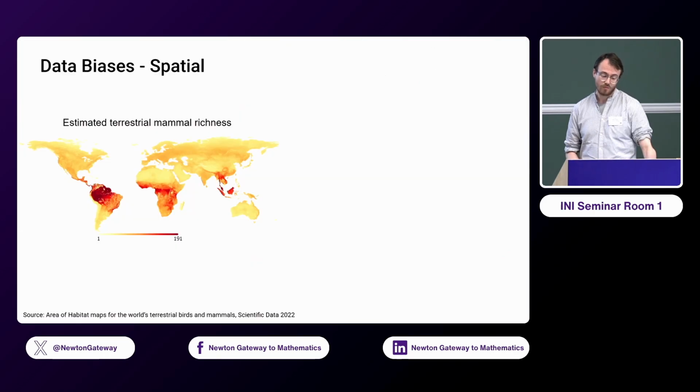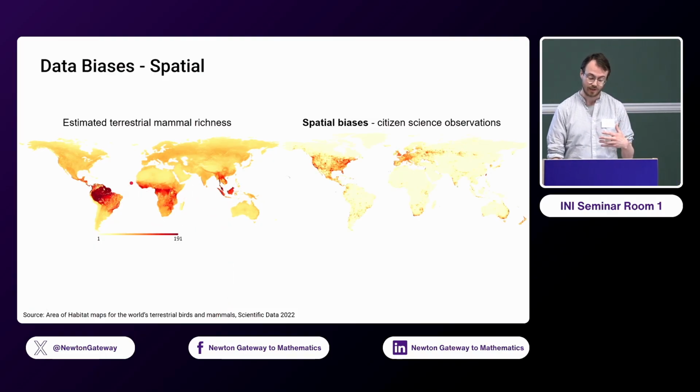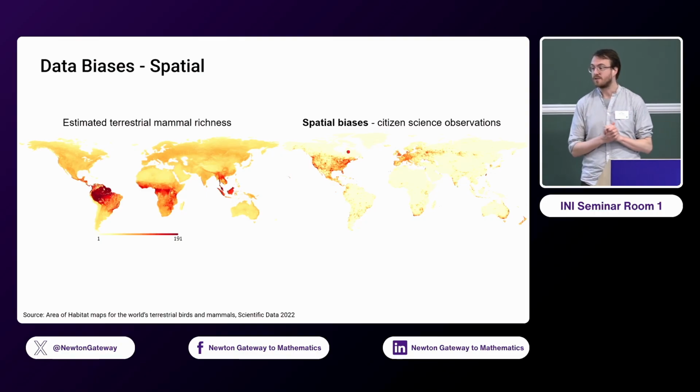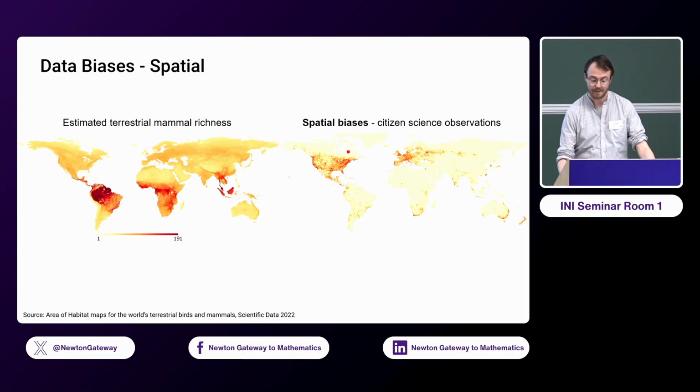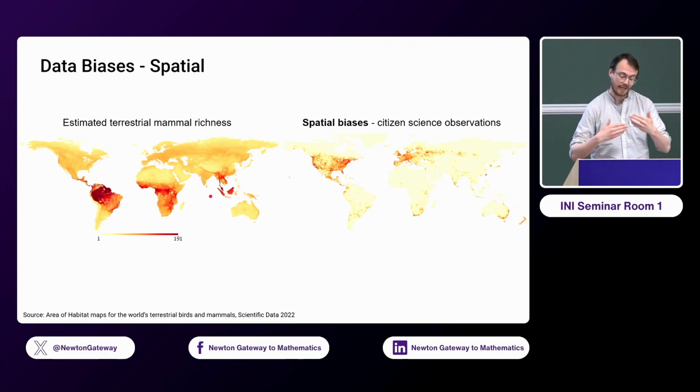Okay, so what are some of the challenges? Some of the challenges are that the types of data we have readily available and globally distributed are heavily biased. If we look at a map of estimated terrestrial mammal richness, you can see a big contrast to the places where actual citizen science data is collected. Here on the right, this is data from iNaturalist. We have this global north bias, and it is completely uncorrelated with the richness that we observe.